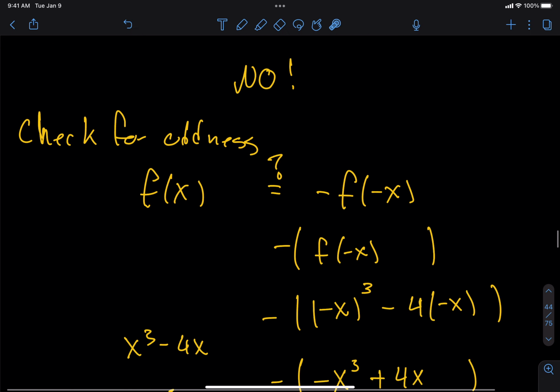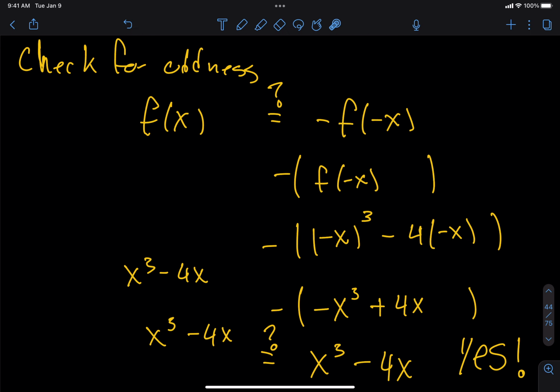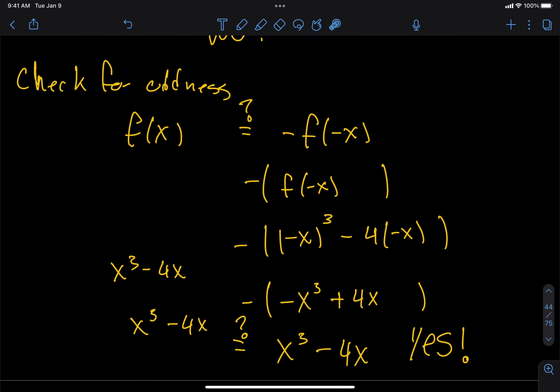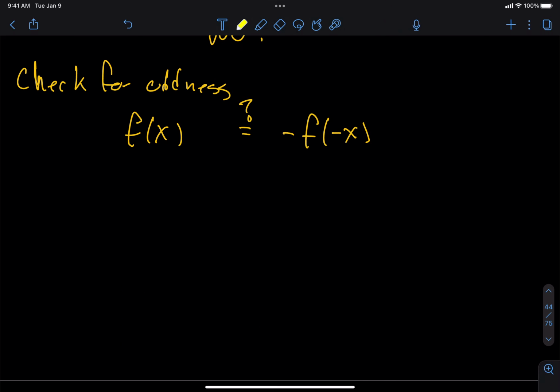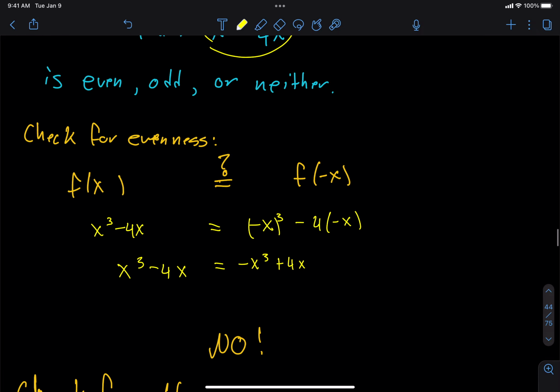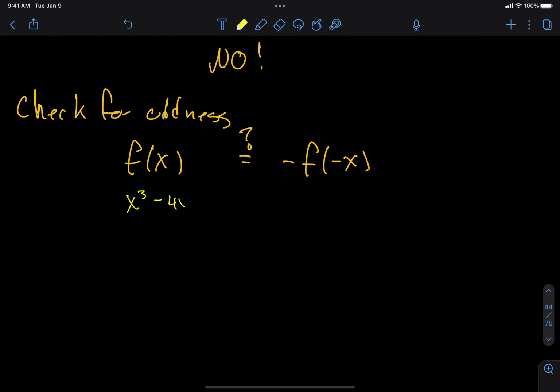Let's check oddness. What do we want to check if we do oddness? We want to check if f of x is the same thing as negative f of negative x. Let me show you again how this works. f of x, remember, is x cubed minus 4x. I want to check, is it equal to negative f of negative x? So here I'm going to put in f of negative x, which is negative x quantity cubed minus 4 times negative x.